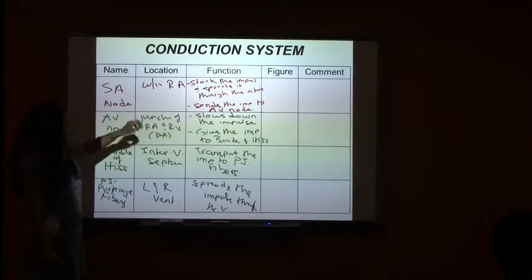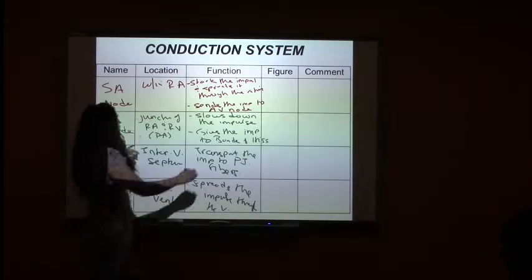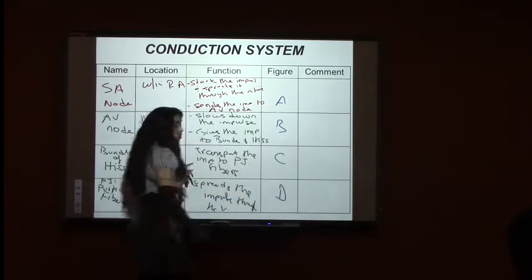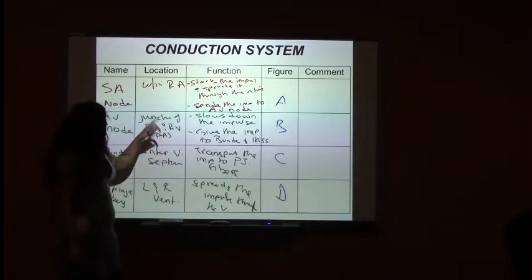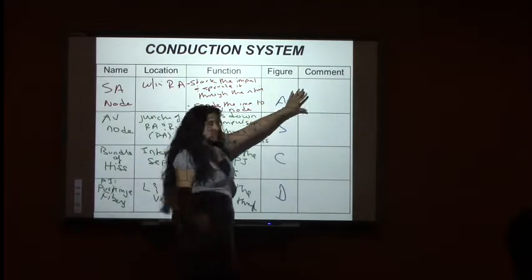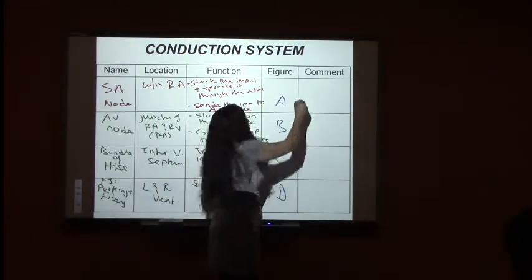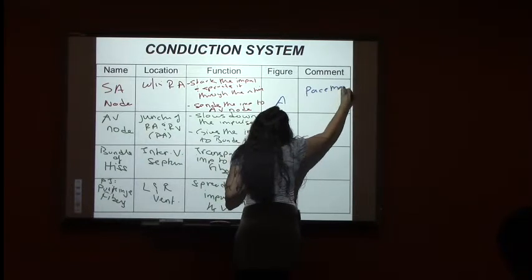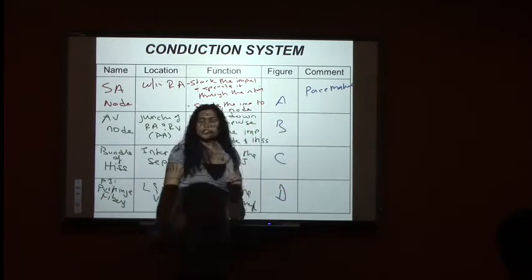Now, certain comments about, I think the figure, this is A, this is B, this is C, and this is D, if I recall correctly. But we'll look at the next figure. Comment. The SA node is called a pacemaker.